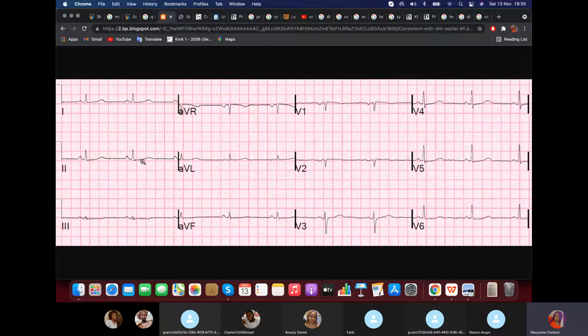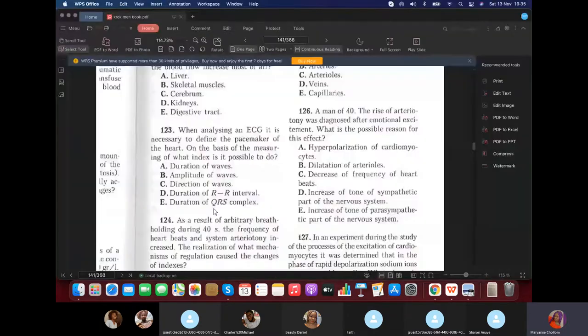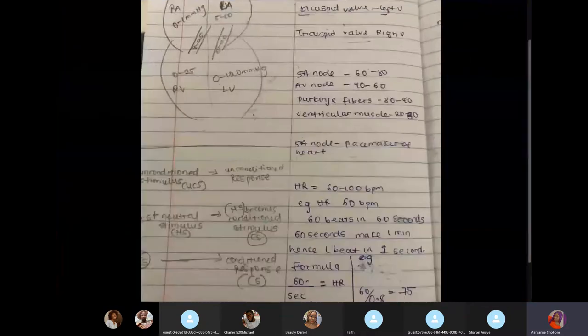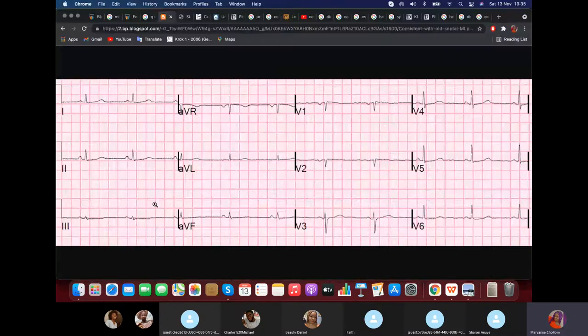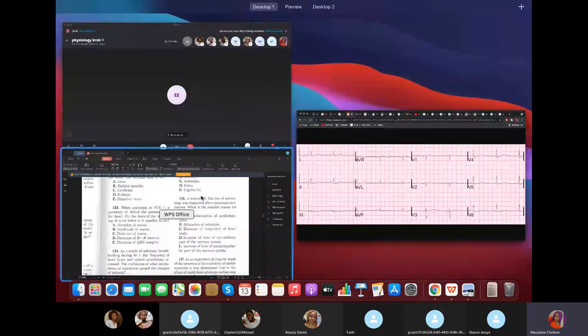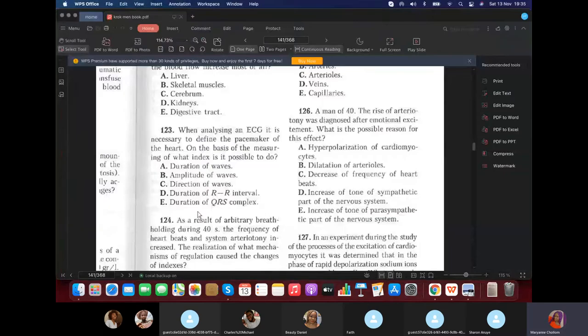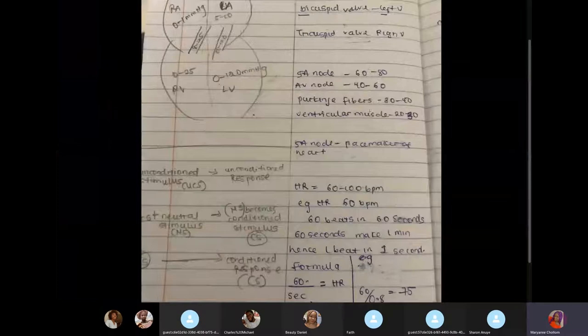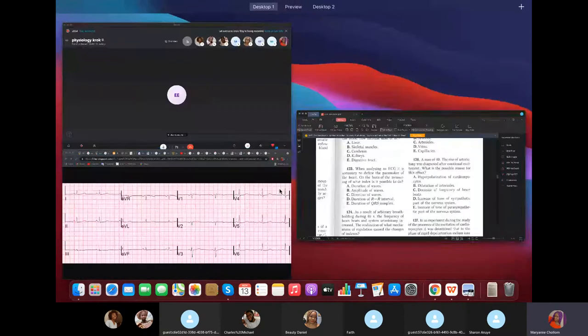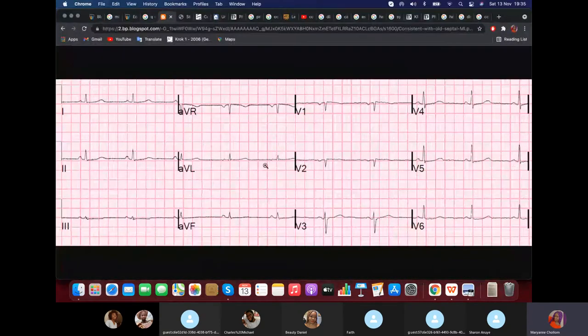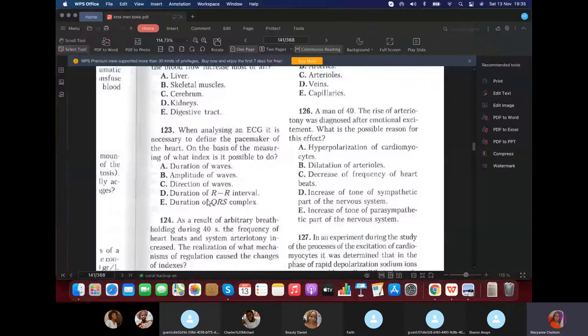Let's assume it's 5 here, and here too. If you say 300 divided by 5, that is 60 beats per minute. According to the photo I showed you, that will be the SA node. Assuming when we counted it was maybe 10, for example, 300 divided by 10 is 30. According to the photo, 30 is the Purkinje fibers. So in order to determine the pacemaker of the heart, if you count and see that it is 60, it is the SA node.